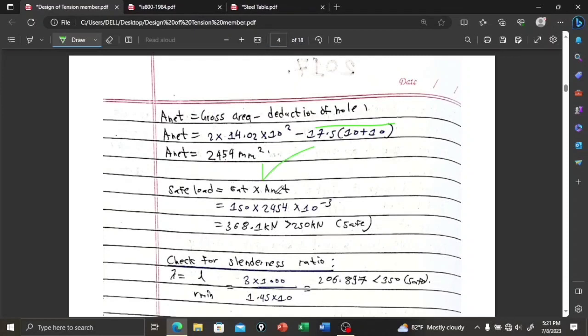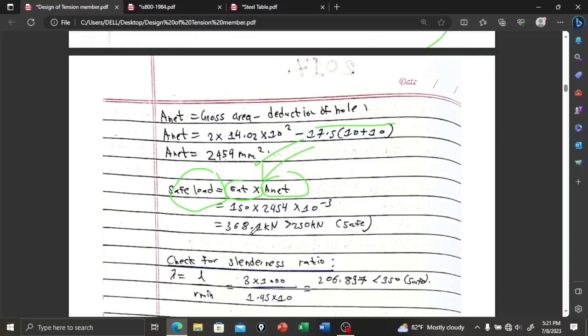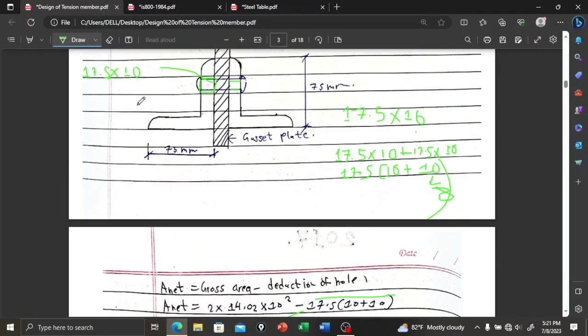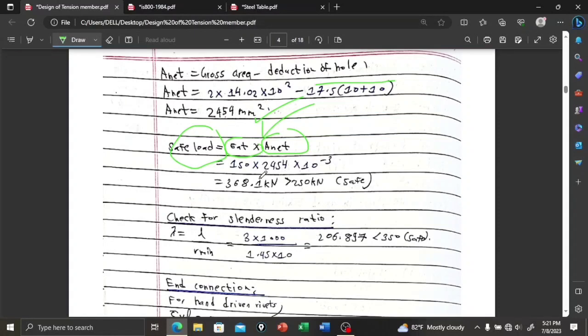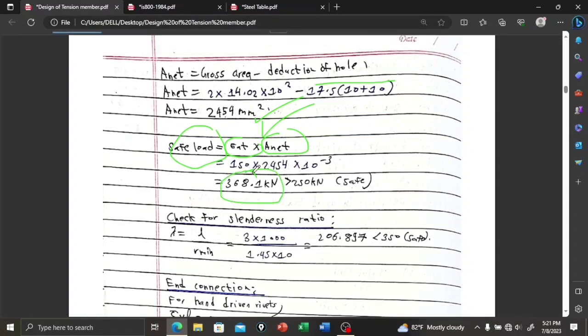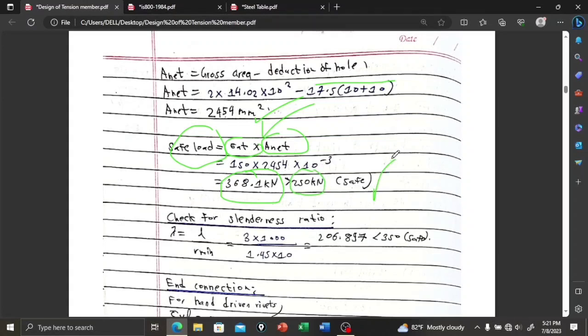Safe load is sigma into A, because stress is force divided by area, so load is sigma into A. Sigma AT is 150, and sigma into A net, 2454, gives 368 kN. This can resist the load up to 368 kN, but the load is only 260, so it is very safe.